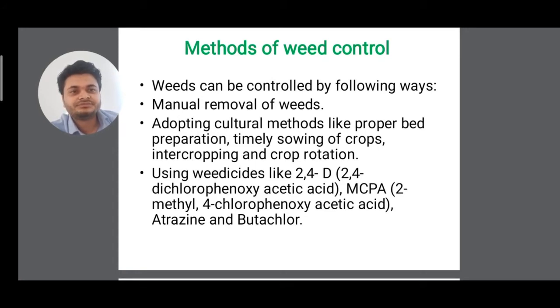The full form is 2,4-dichlorophenoxyacetic acid, and MCPA. The full form of MCPA is 2-methyl-4-chlorophenoxyacetic acid. Then other weedicides are atrazine and butachlor.